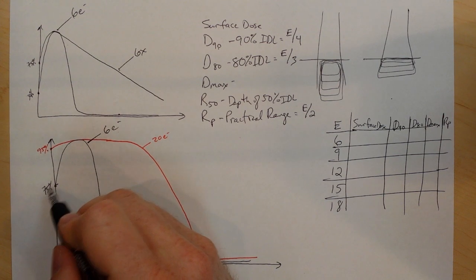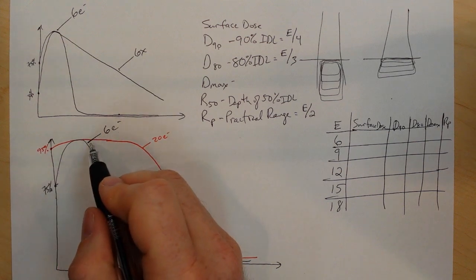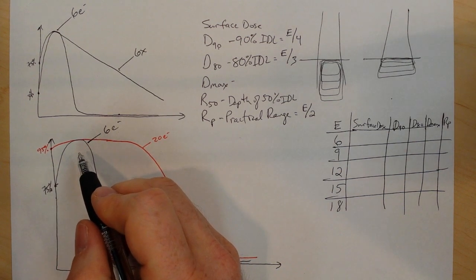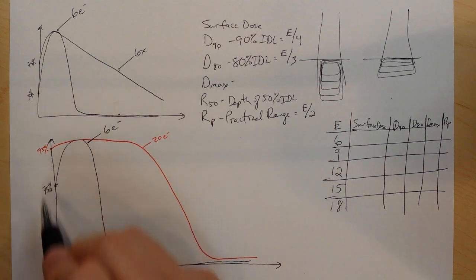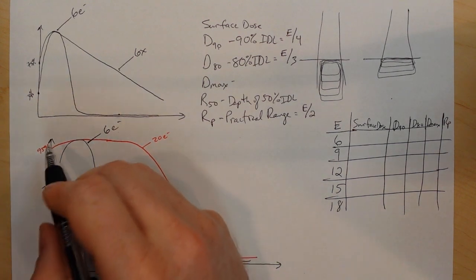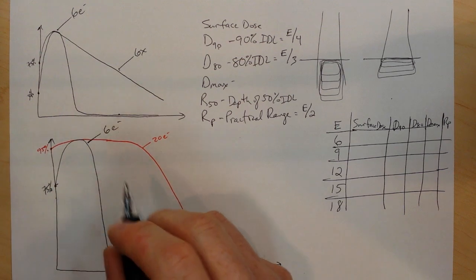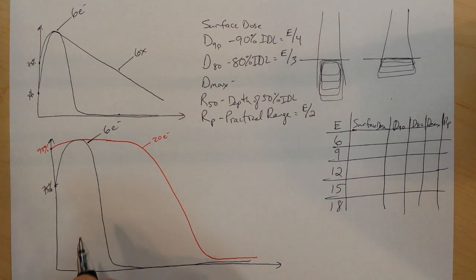So 75% at 6E, 80% at 9E, 85% at 12E, 90% at 15 or 16E, and then 95% at your 18, 20, or 22E. Okay, but again, those are just rules of thumb. You need to go back and verify that with your data book.